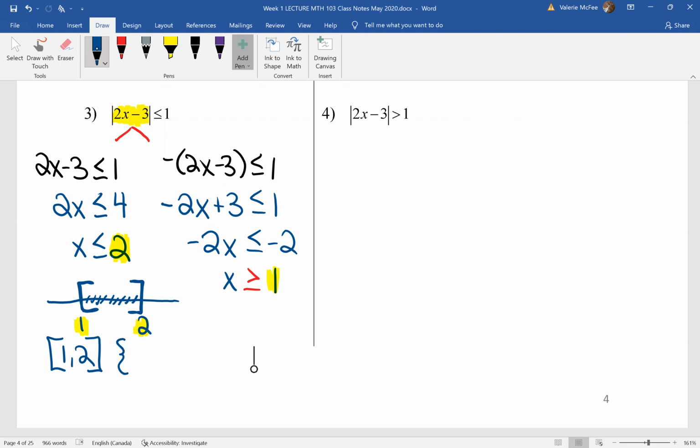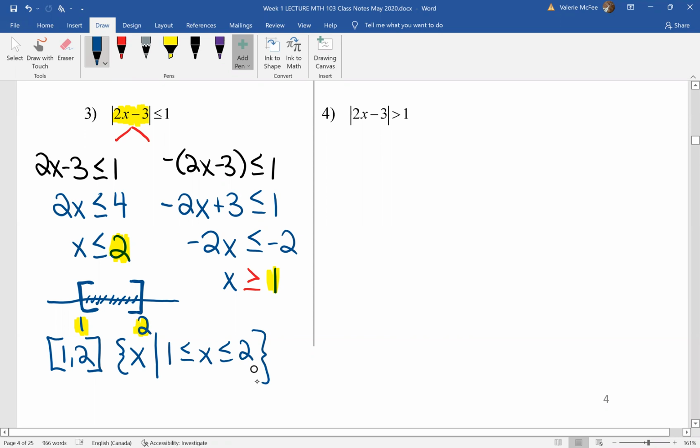So when we write our set notation, all the values of x, such that 1 is less than or equal to x, which is less than or equal to 2. Why don't you pause your video and try question 4.